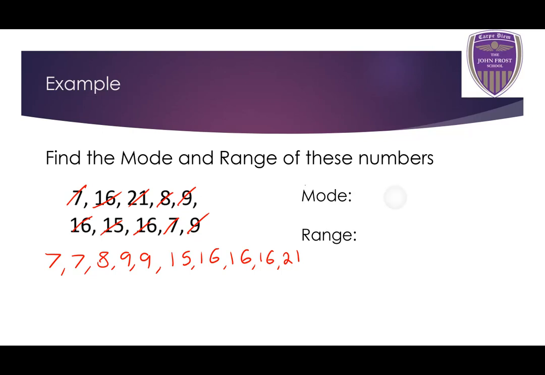So mode is the most common. So which is the most common in this data set? Well, it looks like I've got three 16s. So that means the mode is 16. Job done. The range is the maximum take away minimum. So biggest take away smallest. The maximum is 21. The smallest number is 7. 21 take away 7 is 14. So these numbers have a range of 14. Okay, just like that.